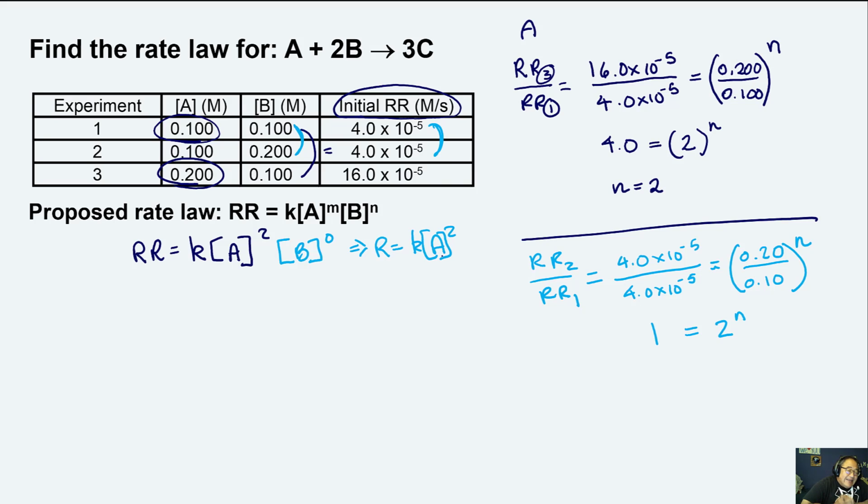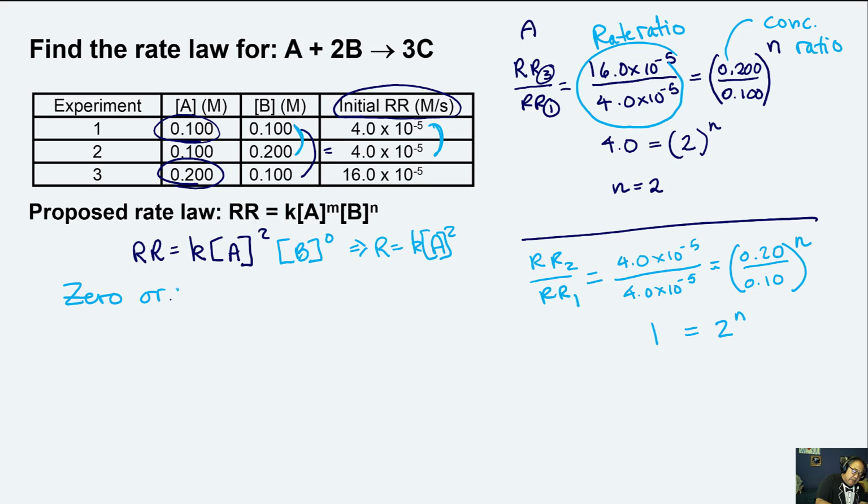So this is the easy way to do it. Let me explain what some of these things are. This is the rate ratio, and this is the concentration ratio. The concentration ratio is always raised to an exponent that you need to find out. Now, we would say that this reaction is 0 order in B, and second order in A. Overall second order.